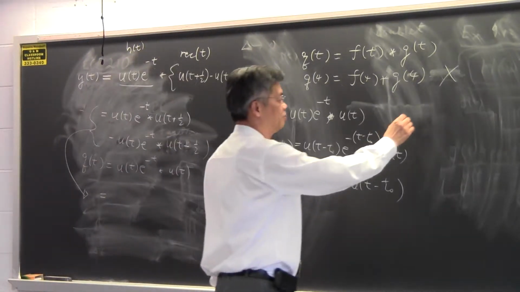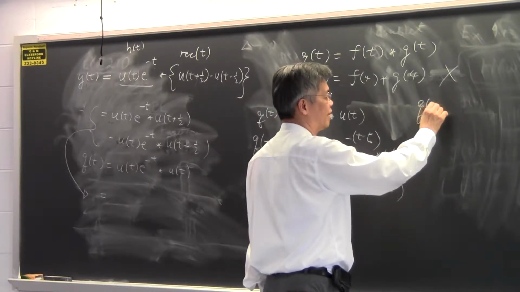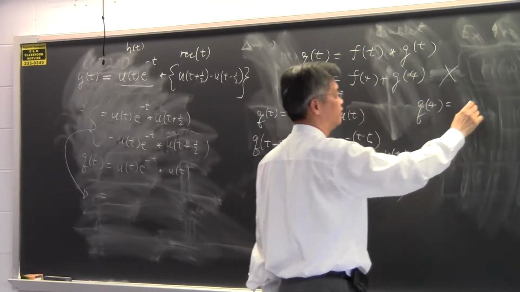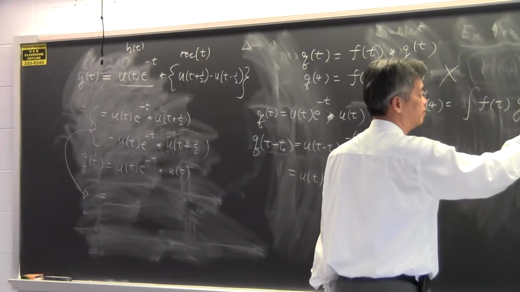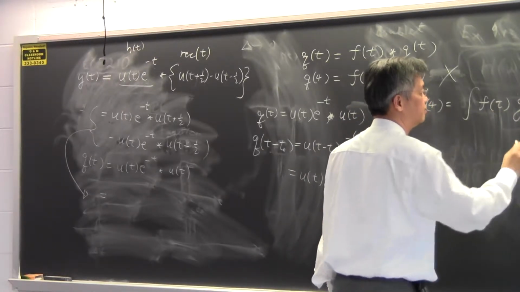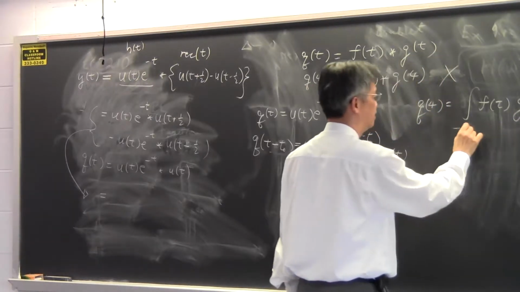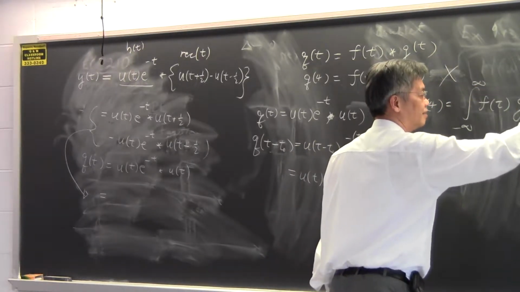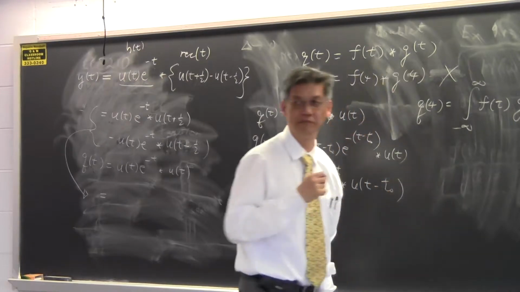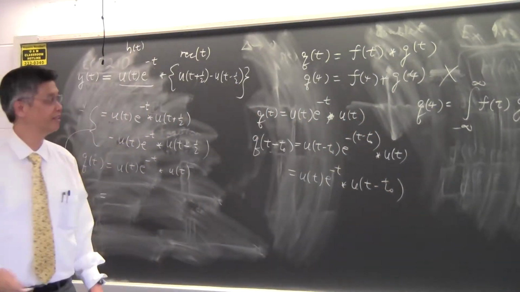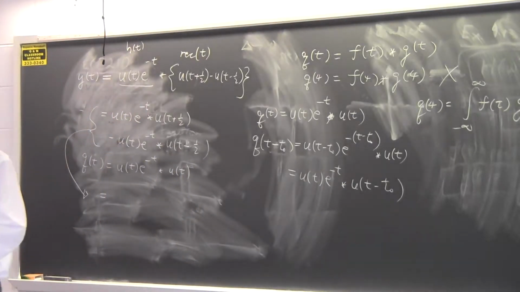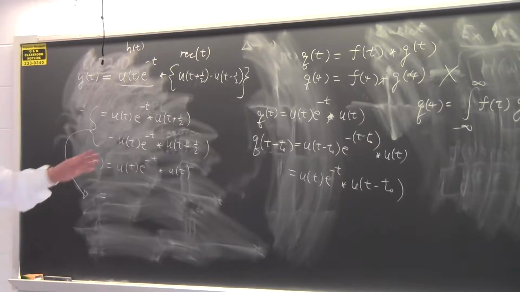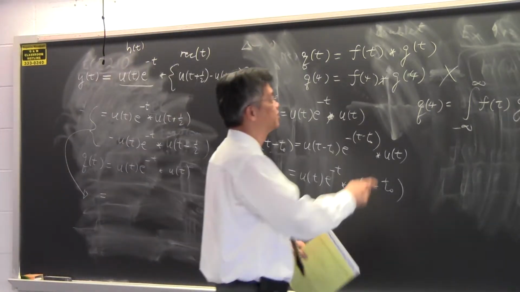Q of 4 means you first write this explicitly as a convolution integral, f of tau g of t minus tau d tau, and then evaluate this at t equals 4. That's what it means, and it's very different from the meaning of this. I think you have a homework set to do that, and I hope you don't get confused by the notation.